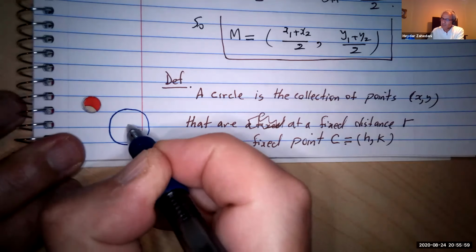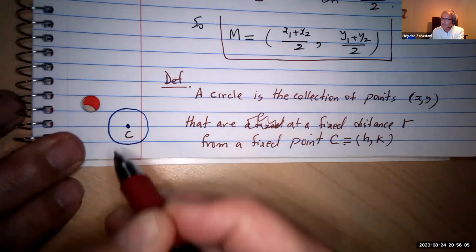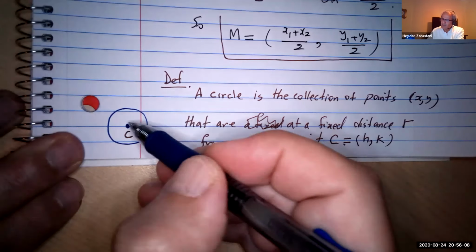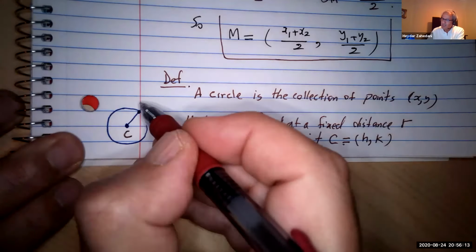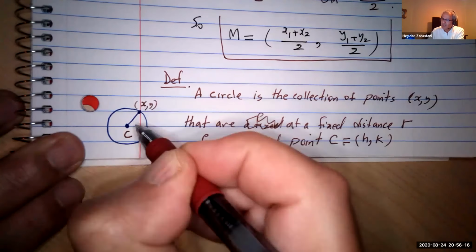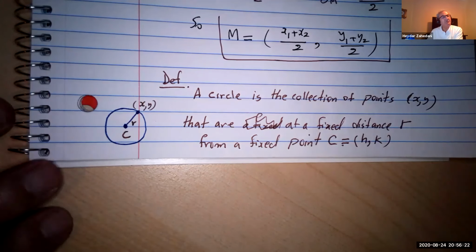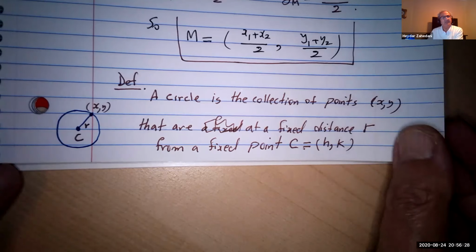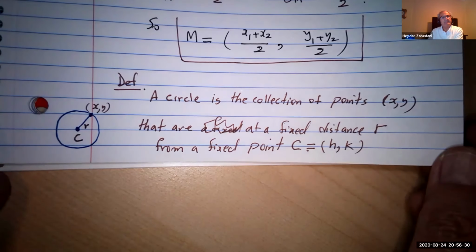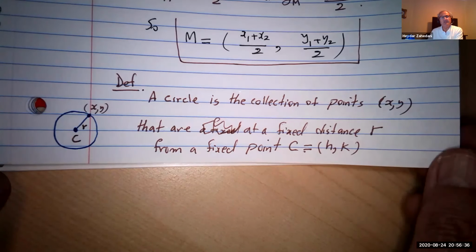I have a fixed point inside. This fixed point is C. I have a fixed distance. This is my fixed distance, and this point is the point x, comma, y. This fixed distance is r. It doesn't matter, you can pick any point you like. All the time, this is the situation that we are going to have. Okay, are you done with this page?